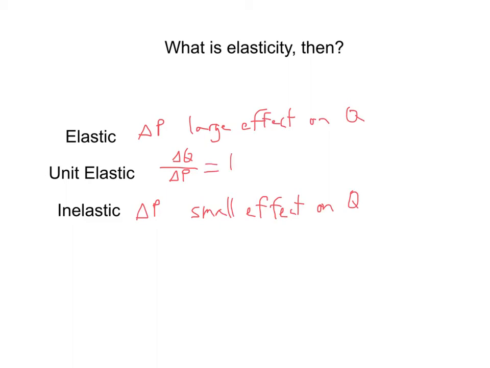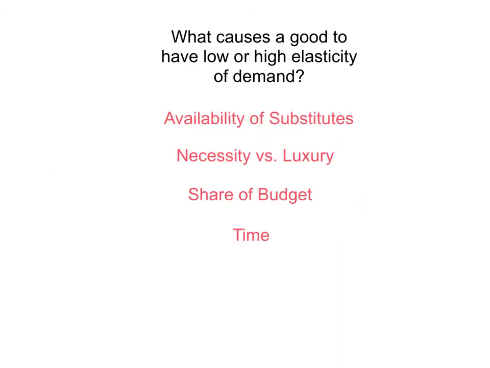Now this is important for businesses because if demand for your good is inelastic at the current price, you want to raise the price because your total revenue will go up. Whereas if it's elastic at that price, you might want to lower the price. So what causes a good to have high elasticity or low elasticity of demand?